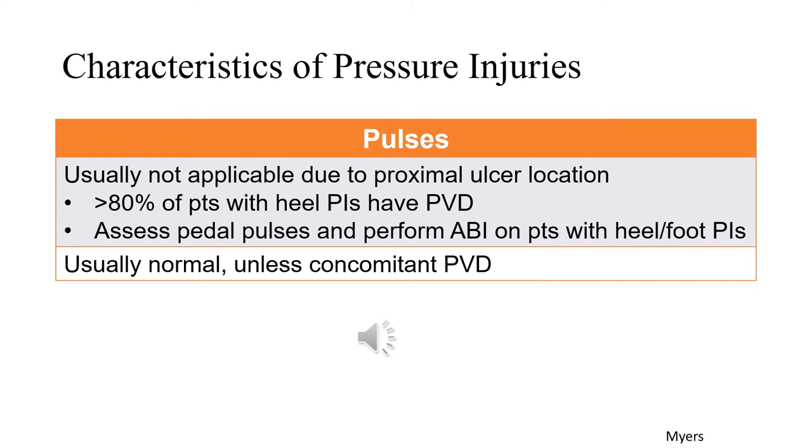In assessing pulses with patients with pressure injuries, if they develop one on, let's say, the heel or something like that, pulses may play a big role. Otherwise, they're usually not applicable depending on the location of the ulcer. You also have to, especially if they're on the lower extremity, consider peripheral vascular disease.